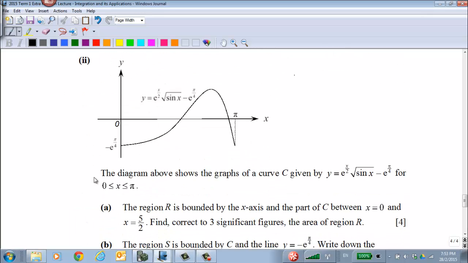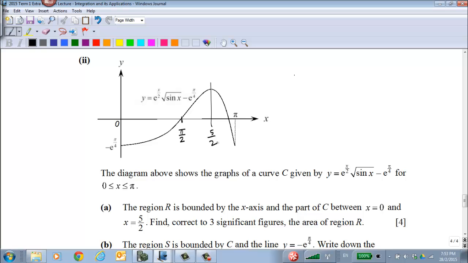For part 2, we are actually given this graph, and we have to show that the region bounded by the x-axis and the part of the curve between 0 and x equals 5 over 2. This area. Okay, so where is x equals 5 over 2? Now, if you calculate this using your GC and find out what this point is, you'll realize that this point is pi over 2. Numerical value is 1.57. x equals 5 over 2 being 2.5 should be around somewhere here.